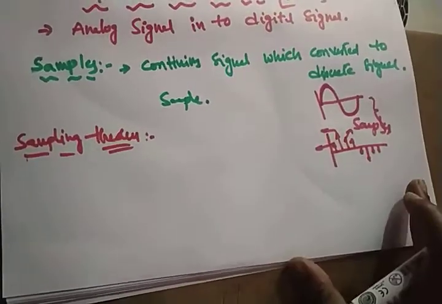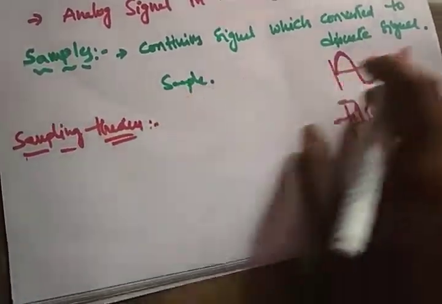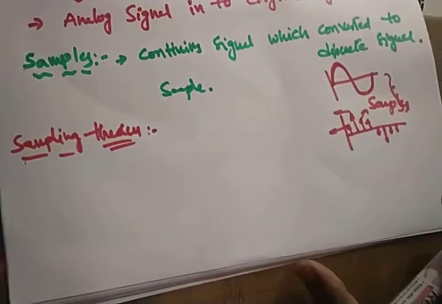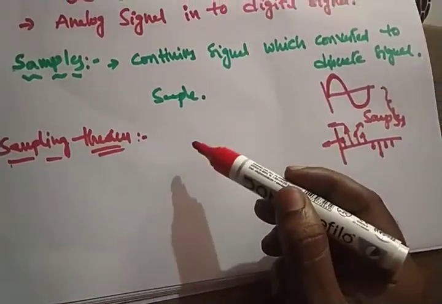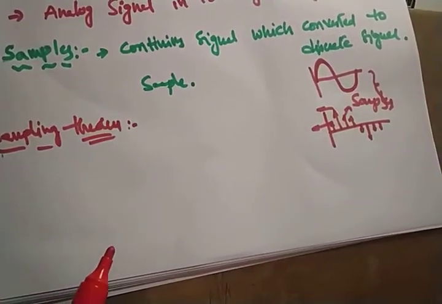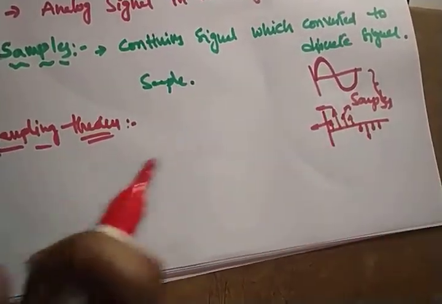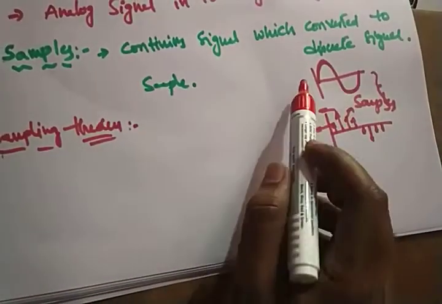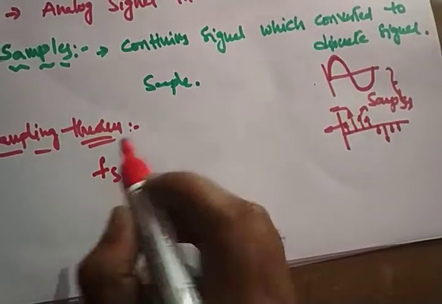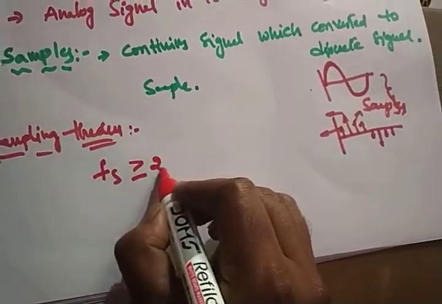So what is the condition? I don't want to write all this information because I explained clearly, it's better you note it down. The sampling theorem states that your continuous signal is converted to discrete nature and you can retrieve back your original message signal, that is nothing but the continuous signal, from the discrete nature itself, with a condition. What is that condition? Fs is greater than or equal to 2fm.